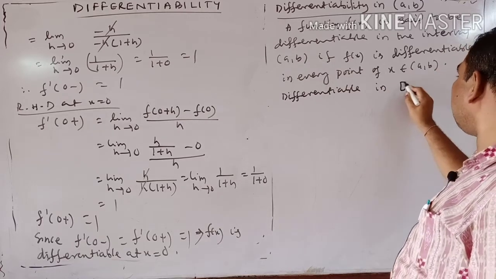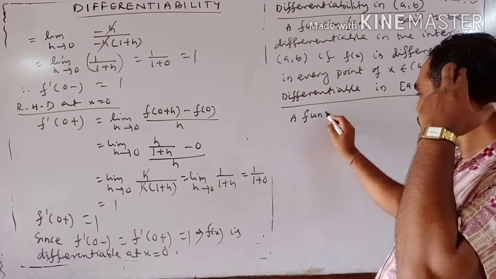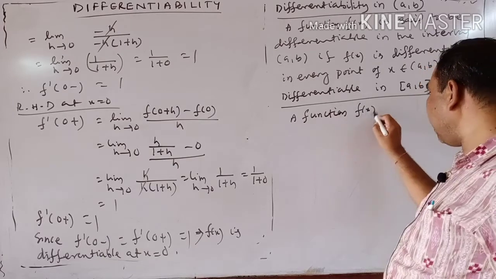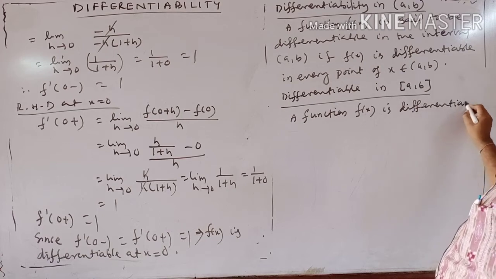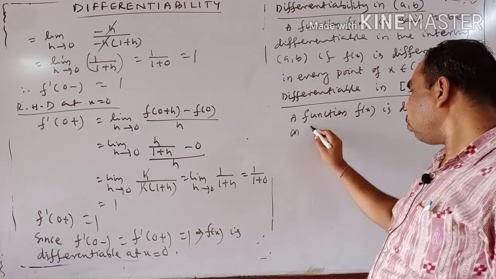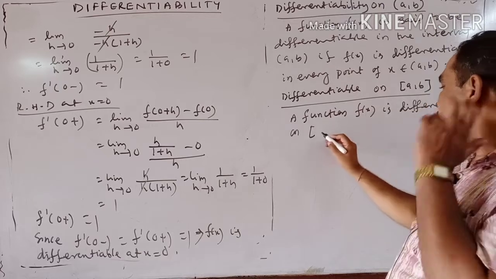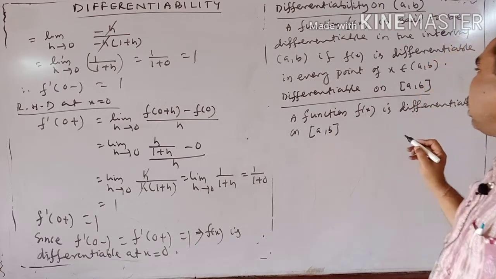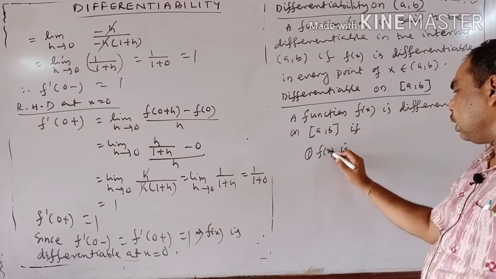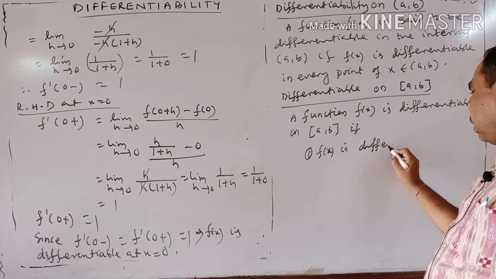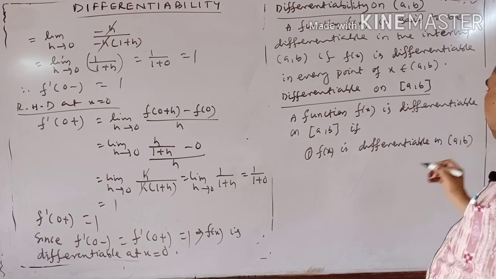Differentiable in closed interval a comma b. f of x is differentiable on the closed interval if, one, f of x is differentiable on the open interval a comma b.